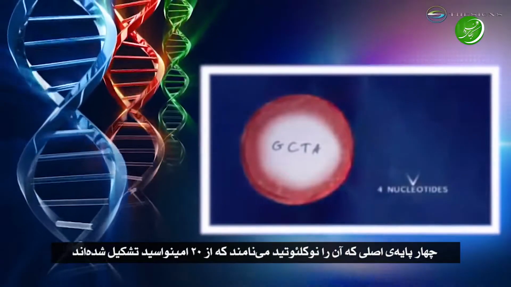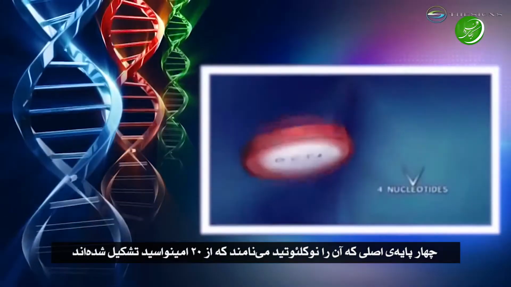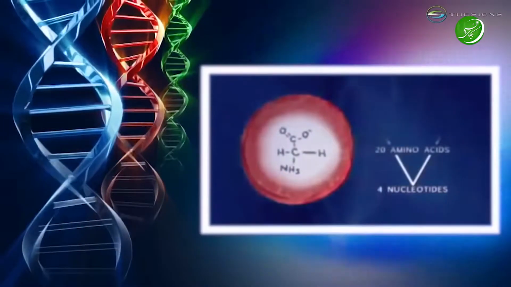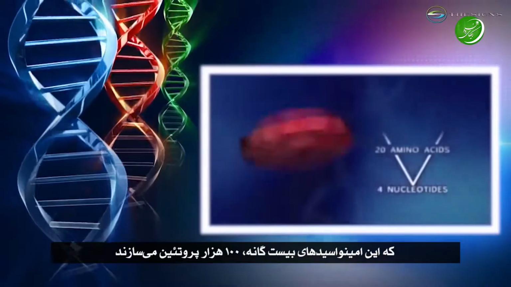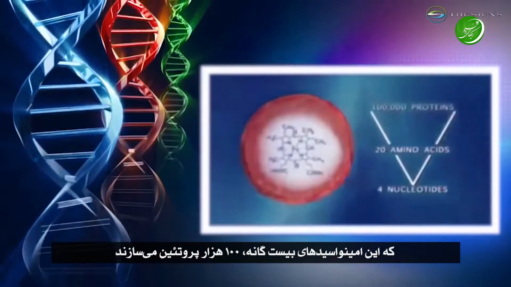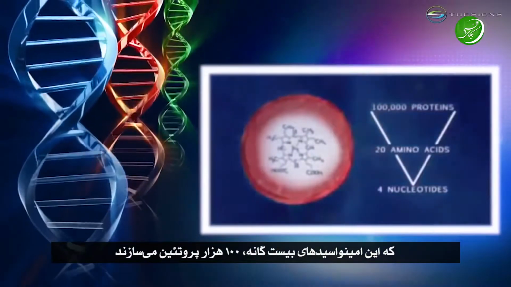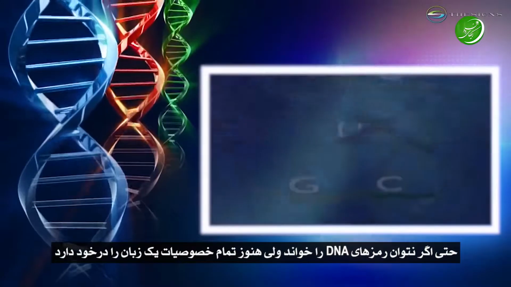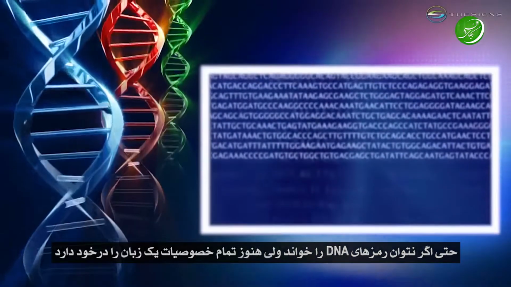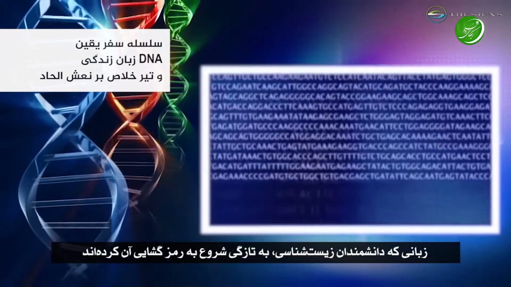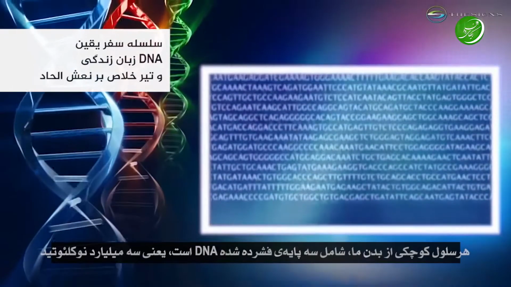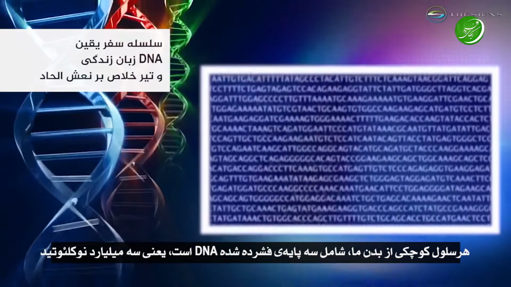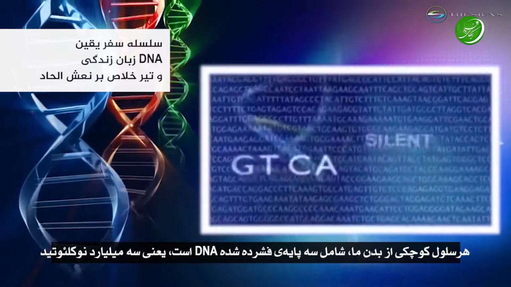4 basic units, called nucleotides, combine into a code for 20 amino acids. From those few amino acids, the body forms more than 100,000 proteins. Even if you can't read DNA, it still has all the hallmarks of language, a language that biologists are just now beginning to crack. Every tiny cell in our body is packed with 3 feet of DNA, 3 billion nucleotides.